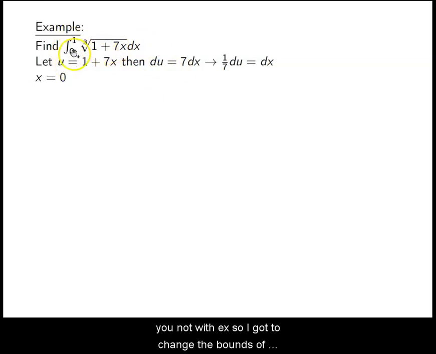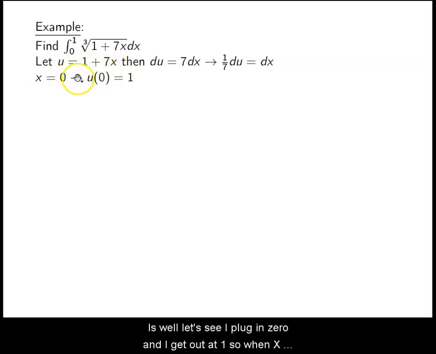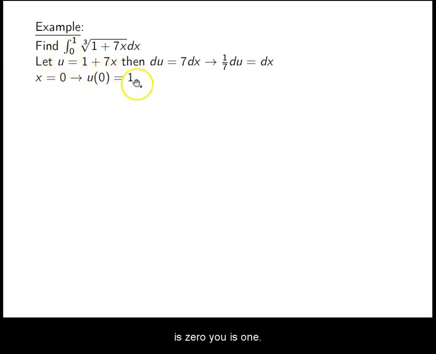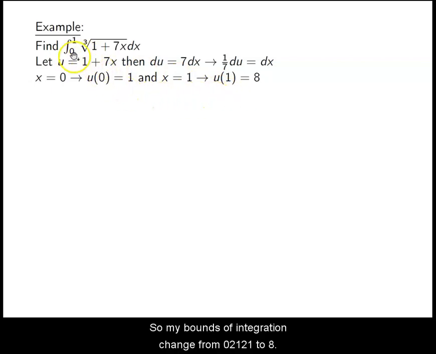So I got to change the bounds of integration. When x is 0, my u is, well, let's see, I plug in 0 and I get out 1. So when x is 0, u is 1. So this turns into 1 for the lower bound now. When x is 1, my u function, the substitution, is going to be 8. So my bounds of integration change from 0 to 1 to 1 to 8.